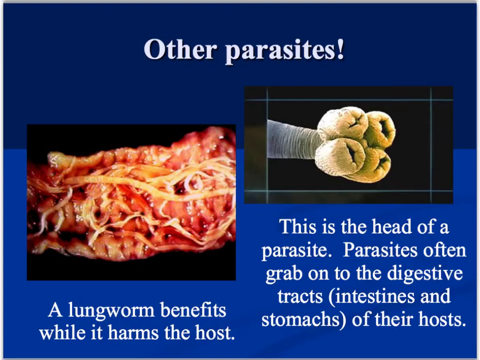The reason for that is because a really common way for them to hurt their host is by taking their nutrients. So maybe a parasite doesn't have its own way of digesting food, so it relies on humans or other animals to get food. Other parasites might grab onto your digestive tract, or this one on the left is called a lungworm. And basically this is lung tissue over here.